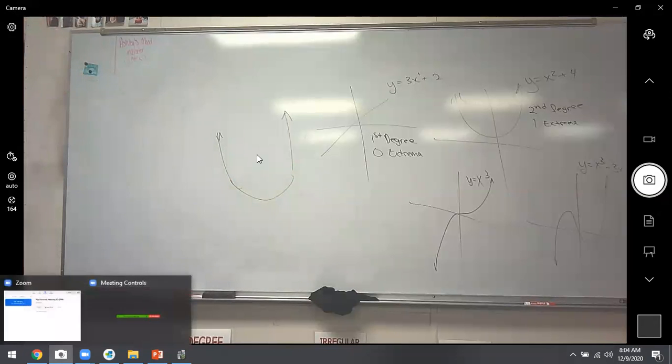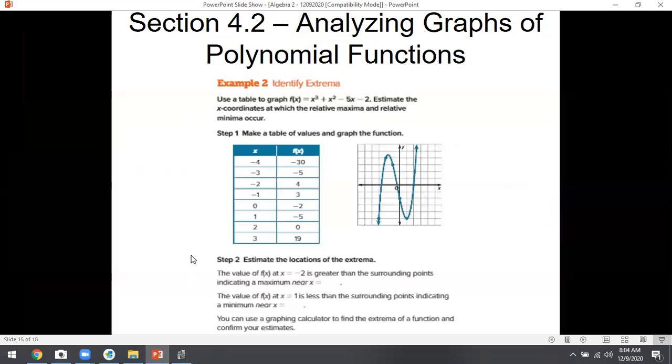All right, beyond that, all you got to do is find them with your calculator. Nothing too tricky. Use a table to graph this? I don't think we're going to do that. Let's just graph it. Okay. You'll never have to do a table if you don't want to. So go to y equals and type this thing in: x cubed plus x squared minus 5x minus 2.